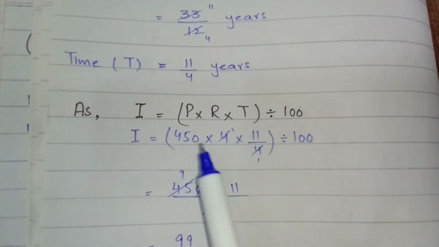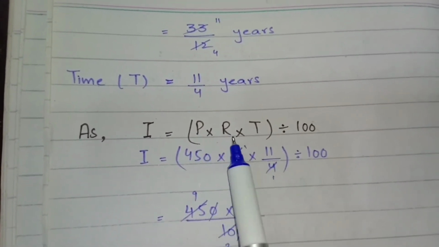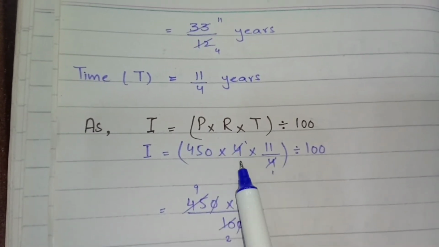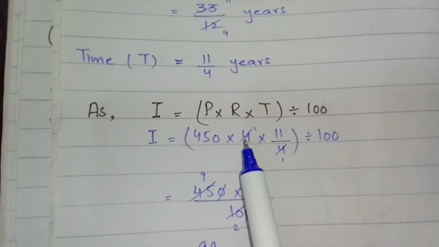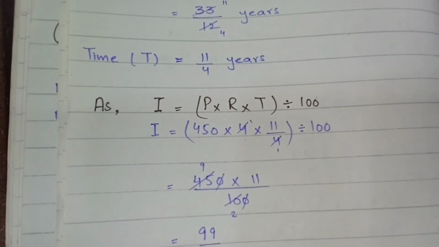Now we have to find the simple interest, and the formula is I is equal to P multiplied by R multiplied by T divided by 100. P is 450, rate is 4%, and time is 11 over 4, divided by 100. This 4 will be cancelled out with this 4, and we get 450 multiplied by 11 over 100.